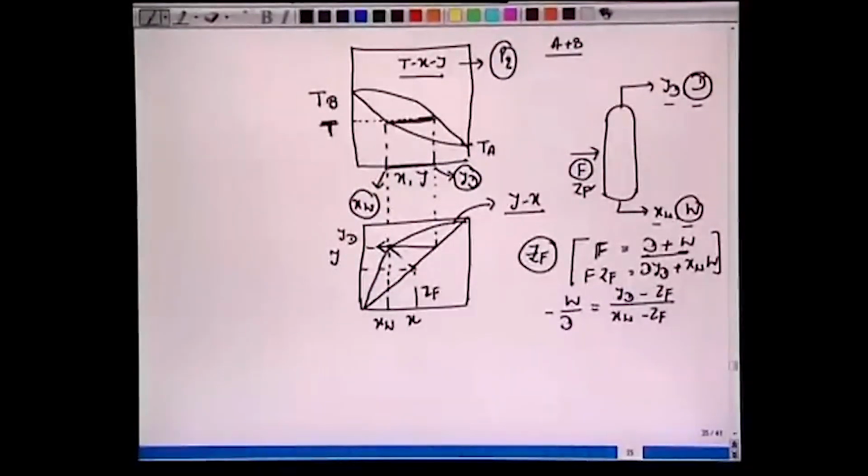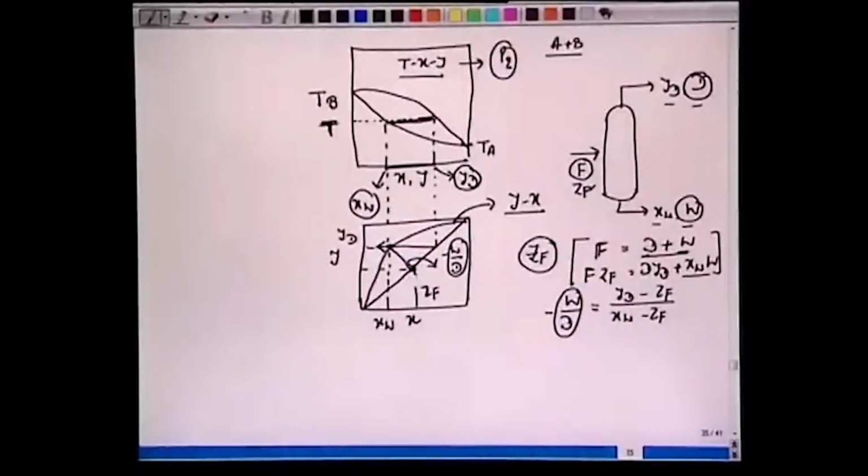That means if you draw this line here, the slope of this line will be minus W over D, which is the same as this. Let's try to understand that we are trying to say that the two fluids D and W can also be seen as coming out of this F. If we take F and it's all adiabatic, we write a material balance F equal to D plus W, and there is no loss of the species, F ZF equal to D YD plus W XW. That means the coordinate of this F has to be on the straight line joining D and W.